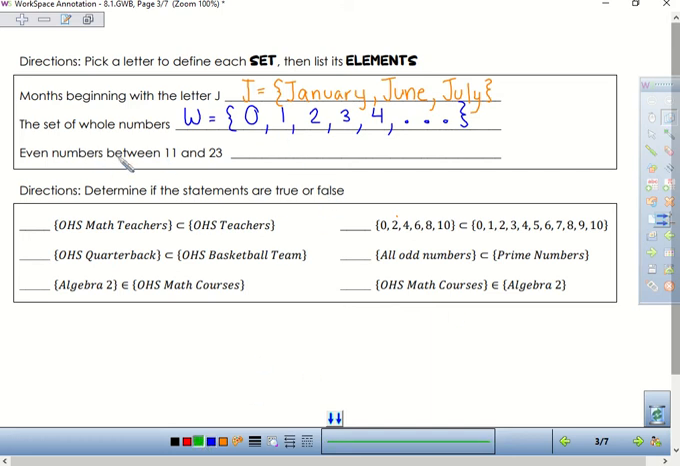And then the next one, we'll do even numbers between 11 and 23. We're going to call this set E, for even numbers, is equal to. What's the smallest even number between 11 and 23? Good, 12, and then it would be 14, 16, 18, what else? 20 and 22. Would I keep going? No, because then we'd exceed 23, right?